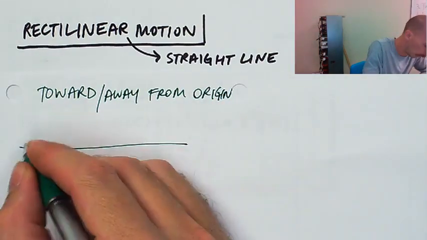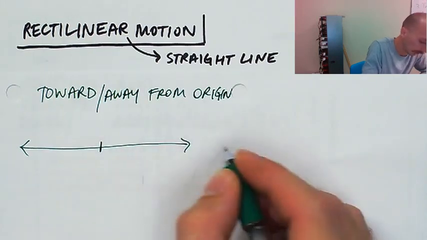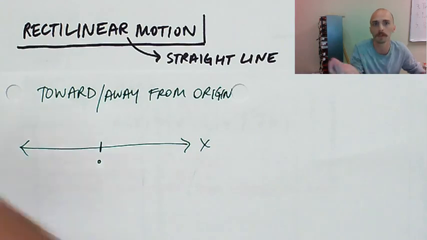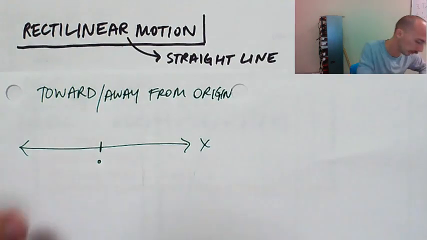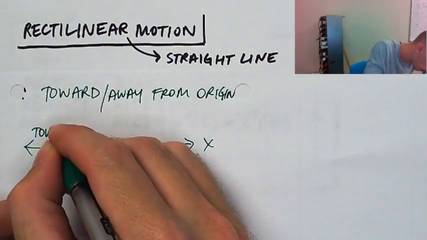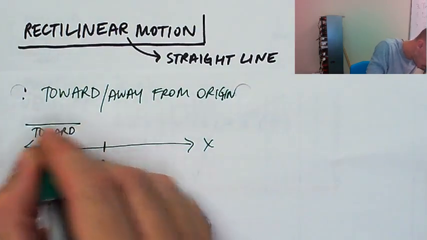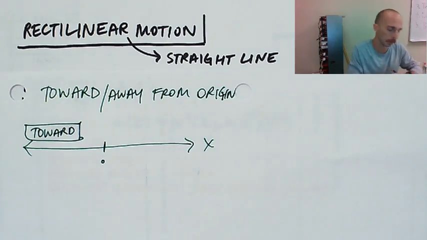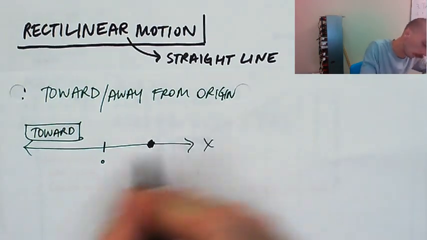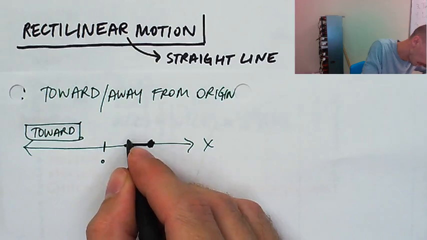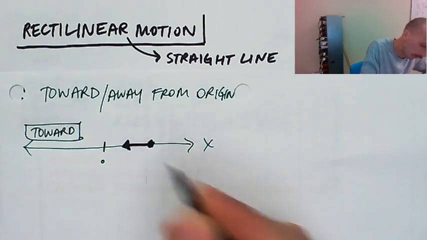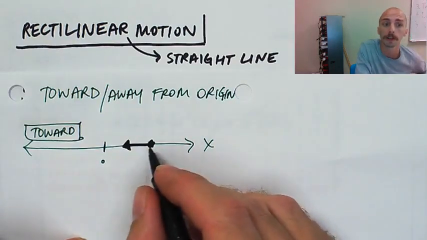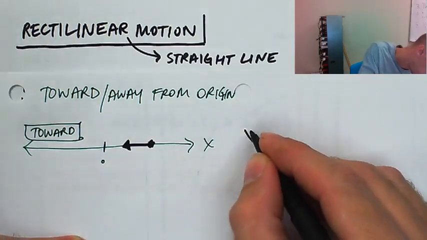Okay, so again, I'm going to assume we're working on the x-axis. That's going to be the origin, x equals 0. Let's draw a picture of what it would mean to go toward it. I could be over here where x is positive and going back towards the origin, and that would be, well, x of t is positive, but velocity is negative because I'm moving to the left.